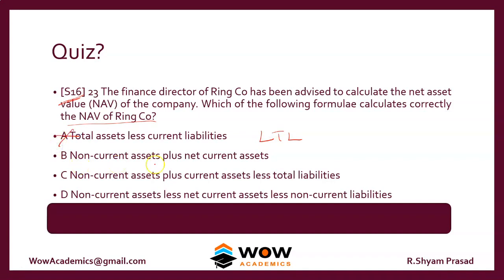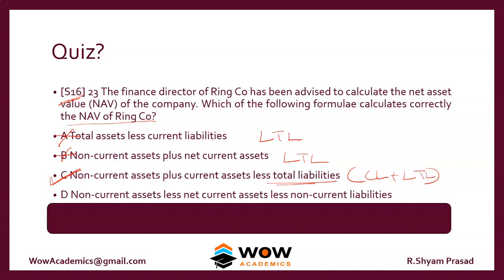So non-current asset plus net current asset. Again, we are not considering the long-term liabilities, so this is wrong. Non-current asset plus current asset minus total liabilities. So this considers the total liability. So total liability is current liability plus long-term liability. So this is the option.